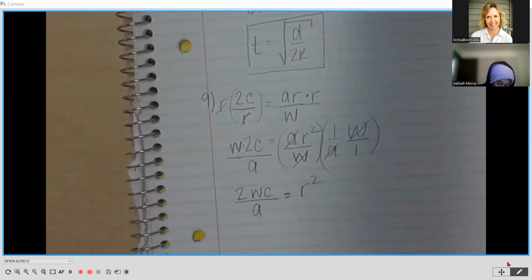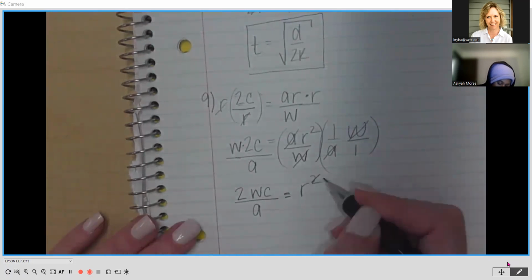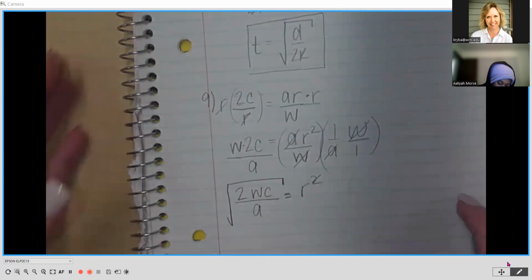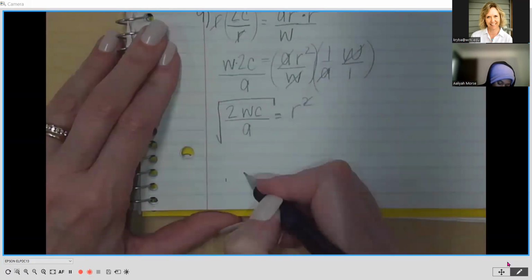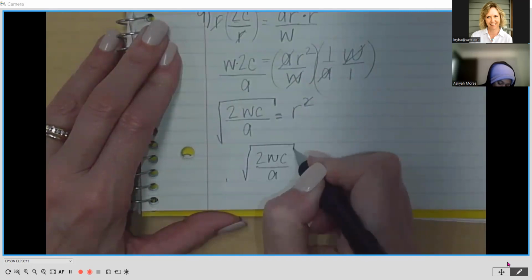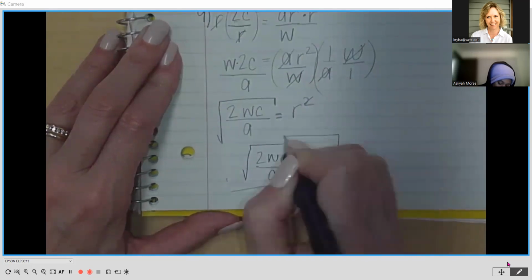And then we need to clear our R squared. So we're simply going to cross out and put our radical over the entire thing. So our final answer, I guess I should do one more line. 2WC over A is equal to R.